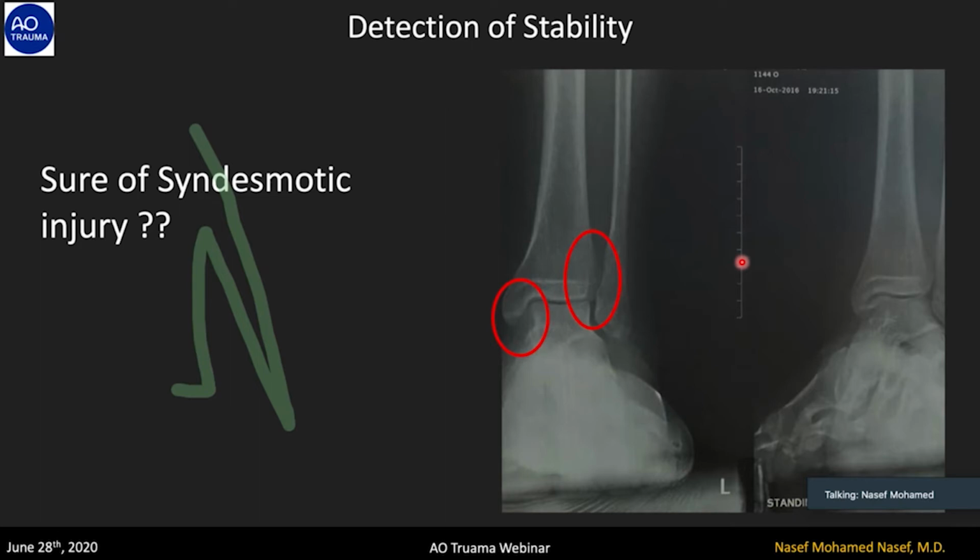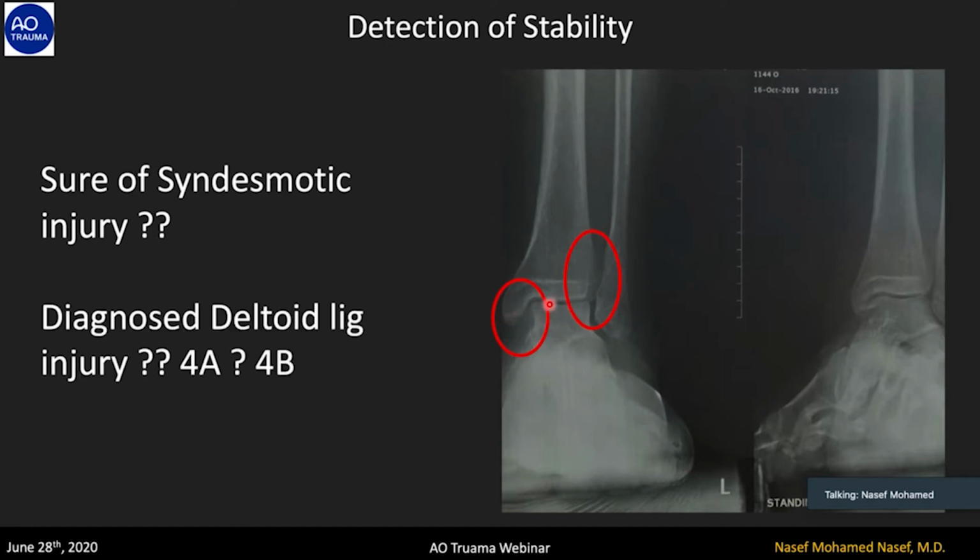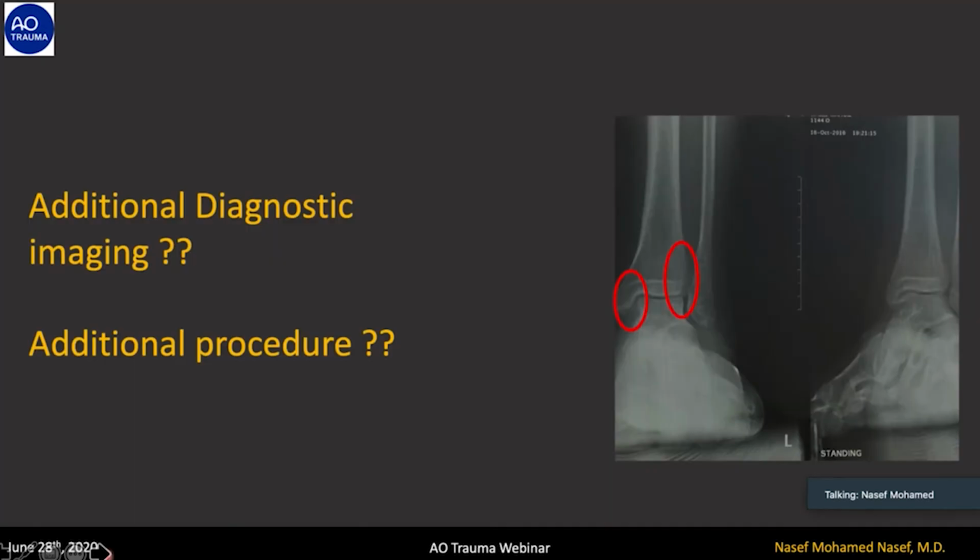But again, is this a sure sign of syndesmotic injury? Is the standing X-ray with a medial opening a sure sign of instability? And have you, by this X-ray, diagnosed whether it is a partial deltoid injury, 4A, or 4B? This is why we need to know the stability, to know how to progress with the fixation.